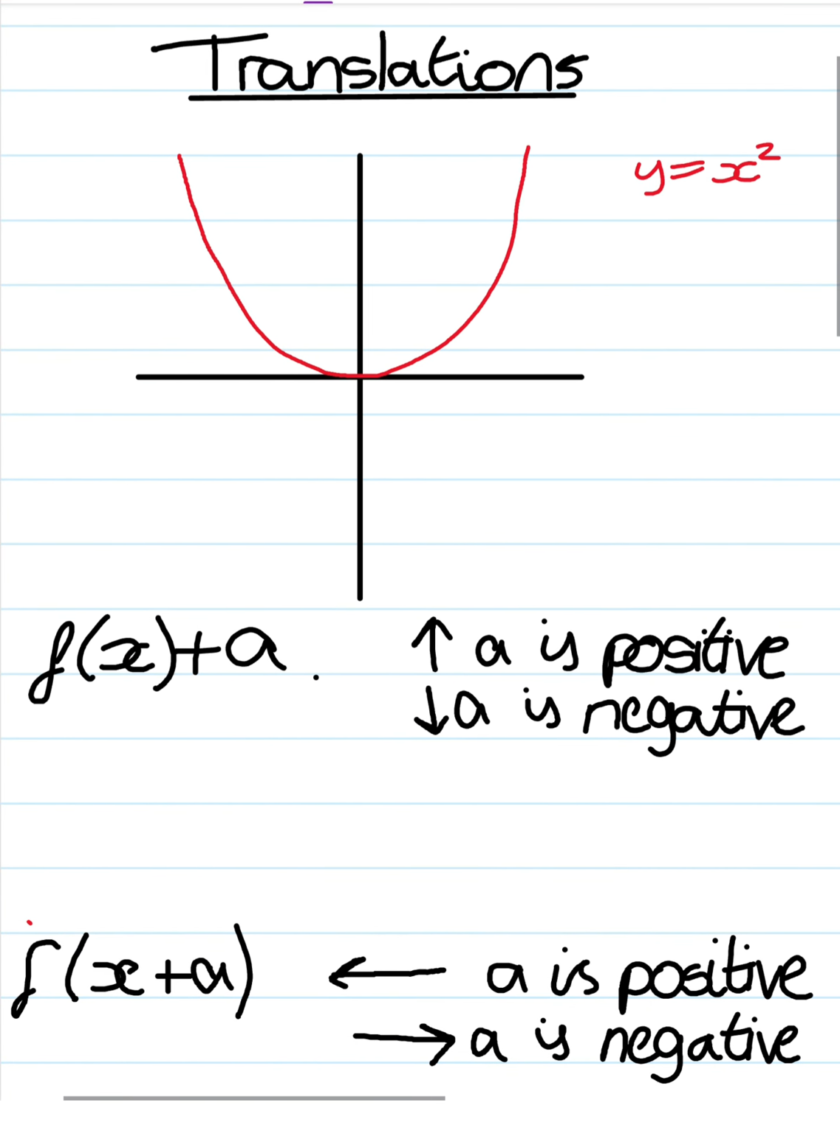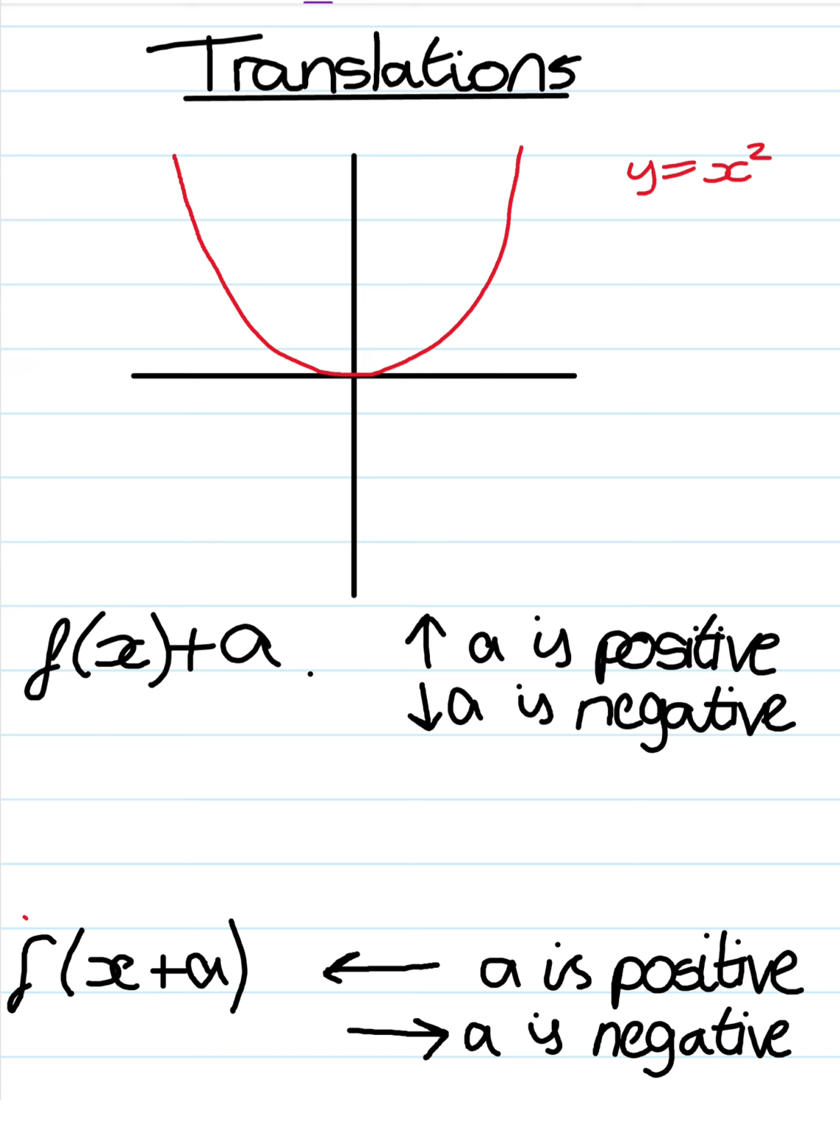There are two main ways to translate a graph. The first is if we've got a number outside the main equation. For example, f of x plus a. This moves the graph up if a is positive and down if a is negative. Think, plus outside moves it up or down.